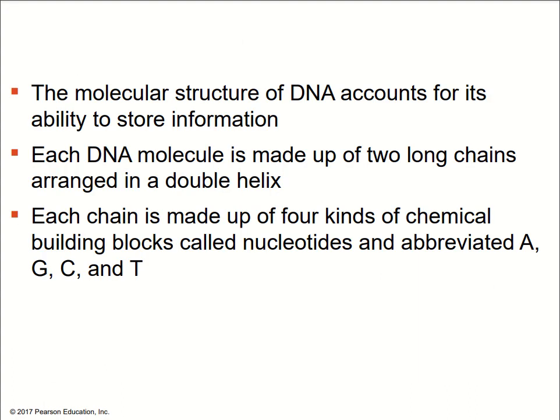The molecular structure of DNA accounts for its ability to store information. Each DNA molecule consists of 2 very long strands that are wrapped around each other in a repeating double helix, essentially taking 2 wires and twisting them continuously over each other. Now, each individual chain is made up of a combination of 4 kinds of building blocks called nucleotides. The 4 types are adenine, guanine, cytosine, and thymine, A, G, C, T.